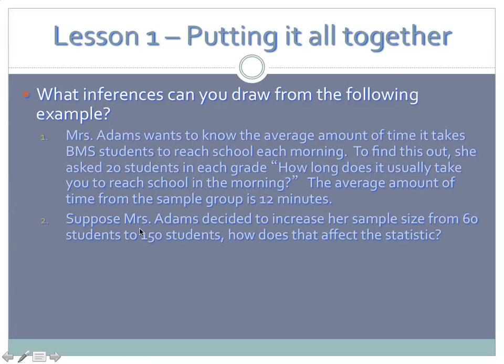All right, now let's suppose Mrs. Adam decided to increase her sample size from 60 students to 150 students. How does that affect the statistic? Well, hopefully from our VIC, our very important concept, what you've learned is that as your sample size increases, so as we went from 60 students to 150 students, the amount of minutes is going to be more accurate of our population. It's going to be closer to the actual average of our population.